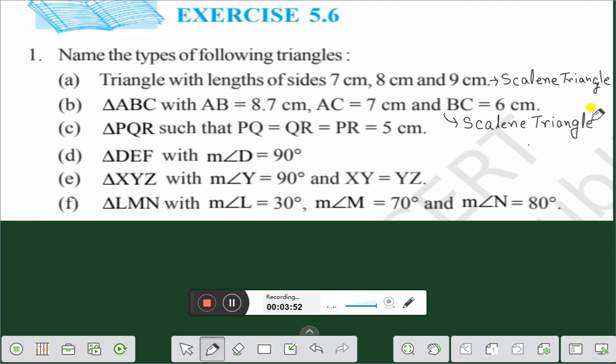Right? That is question number B. Now question number C. Triangle PQR such that PQ is equal to QR is equal to PR equal to 5 centimeter. You see that all the sides of the triangle are the same, that is 5 centimeter. Therefore, it is known as equilateral triangle, right?